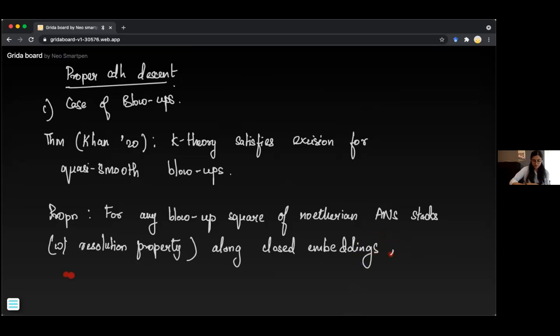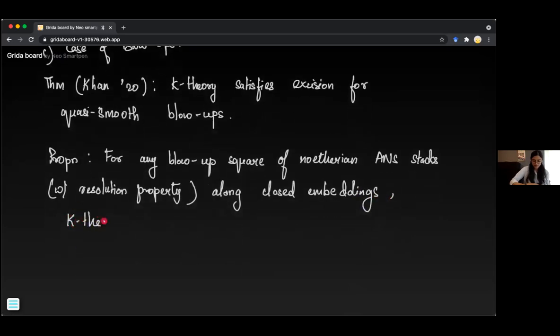Then K-theory satisfies pro-excision. So the proof that I'll tell you is going to be true with the resolution property, and then you can remove that condition by invoking the local structure theorem. So the idea is the following.